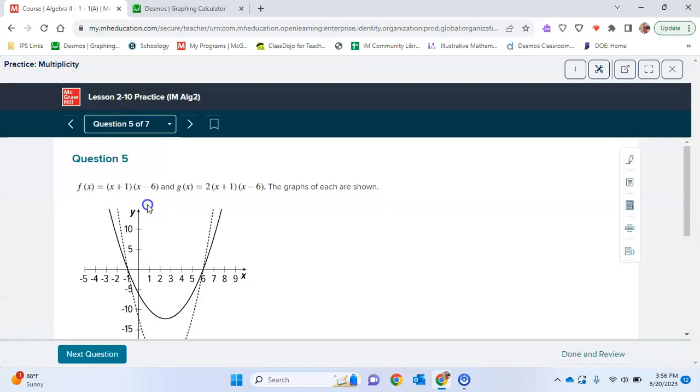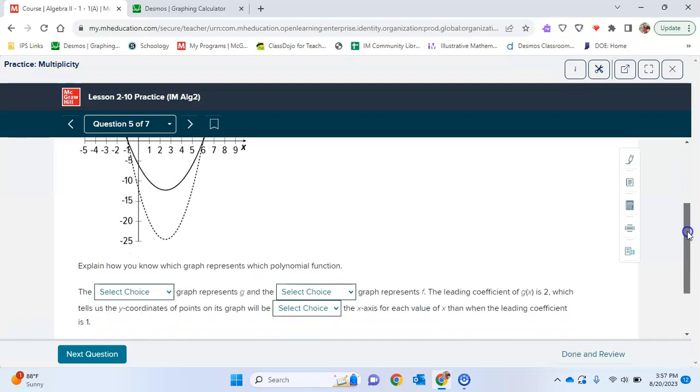Question 5. f of x equals x plus 1 times x minus 6, and g of x equals 2 times x plus 1 times x minus 6. The graphs of each are shown. I know that g of x is the dotted graph because it's going to be 2 times as far away from the x-axis as the solid graph.